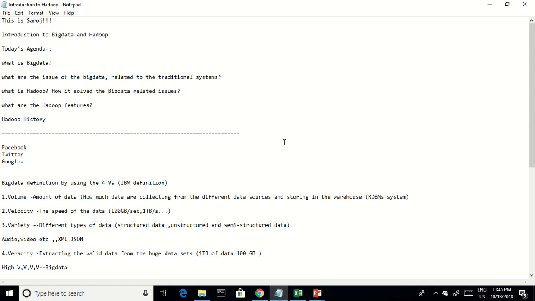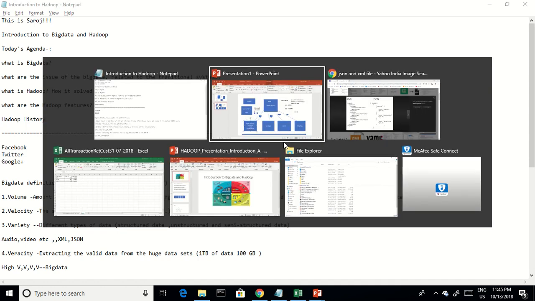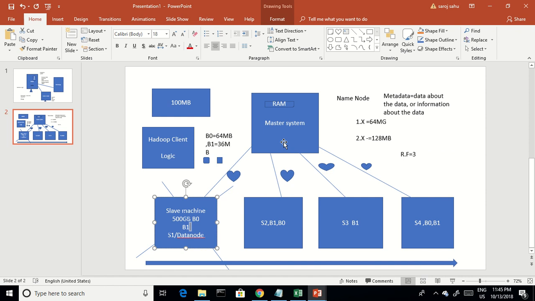It may be structured data, unstructured data, clickstream data, video file, audio file, and any type of data can be processed by Hadoop, or rather by the Hadoop ecosystem. A lot of ecosystem components are there, like Pig, Hive, HBase, Flume, Sqoop, and they are all for different purposes. That we'll discuss in our further sessions.